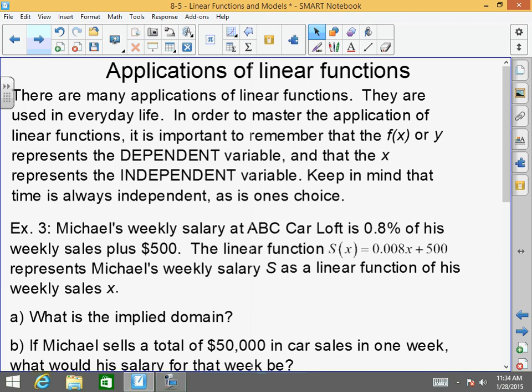In order to master the application of linear functions, it is important to remember that the f of x or y, remember they're both the same thing, but the f of x represents the dependent variable. It depends on x, okay? And that the x represents the independent variable. The independent variable depends on nothing. Keep in mind that time is always independent.